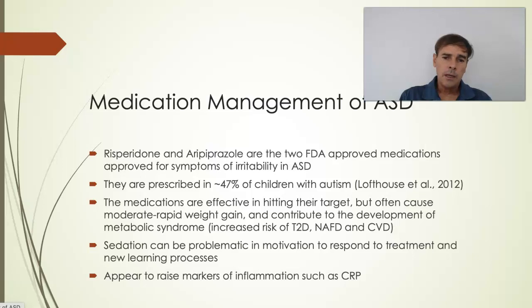So these are the two medications that are FDA approved for the symptoms of autism. No, it's not for the treatment of autism, symptoms only. And they are prescribed. This review that I looked at was estimating about 47% of children with autism. It's quite a lot. These medications are pretty effective.